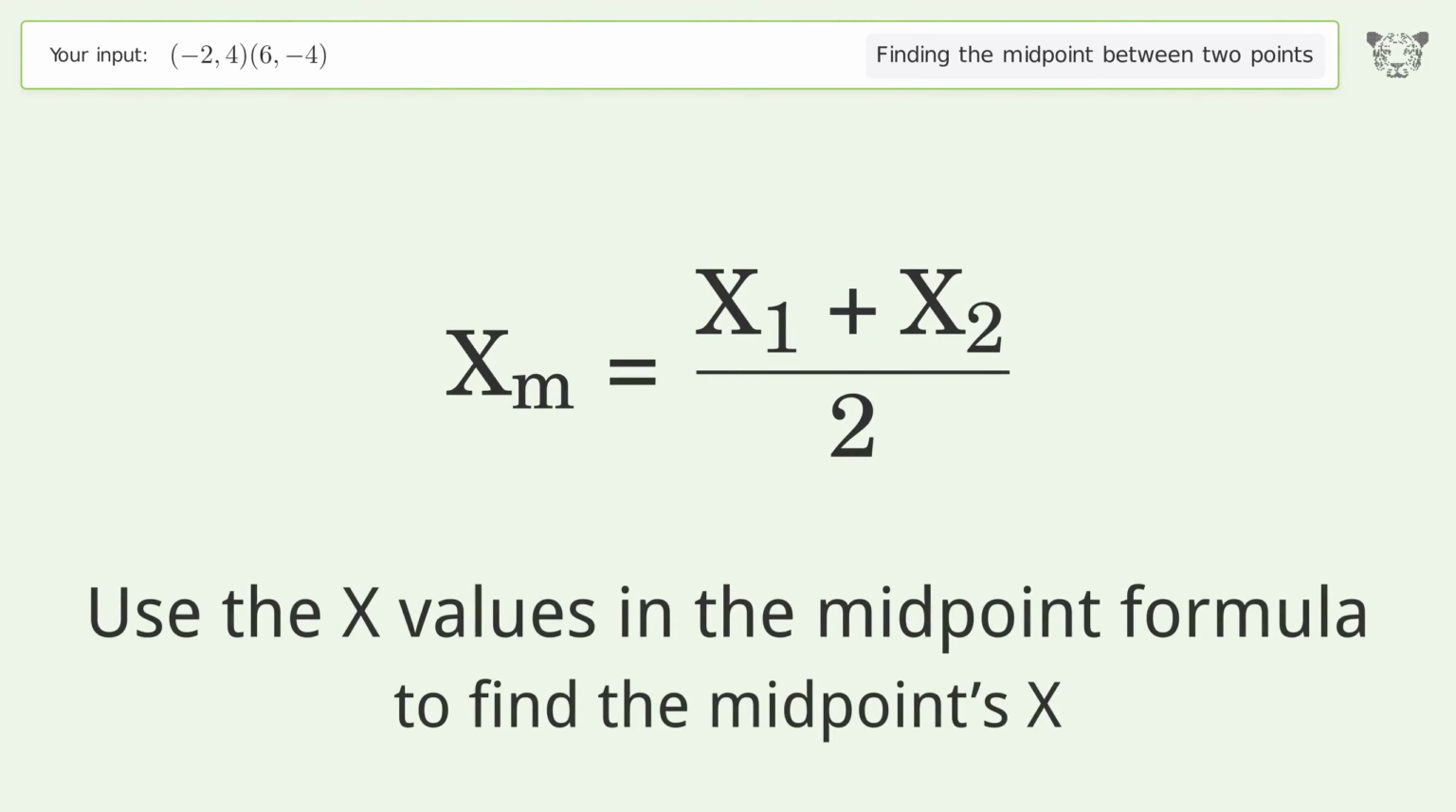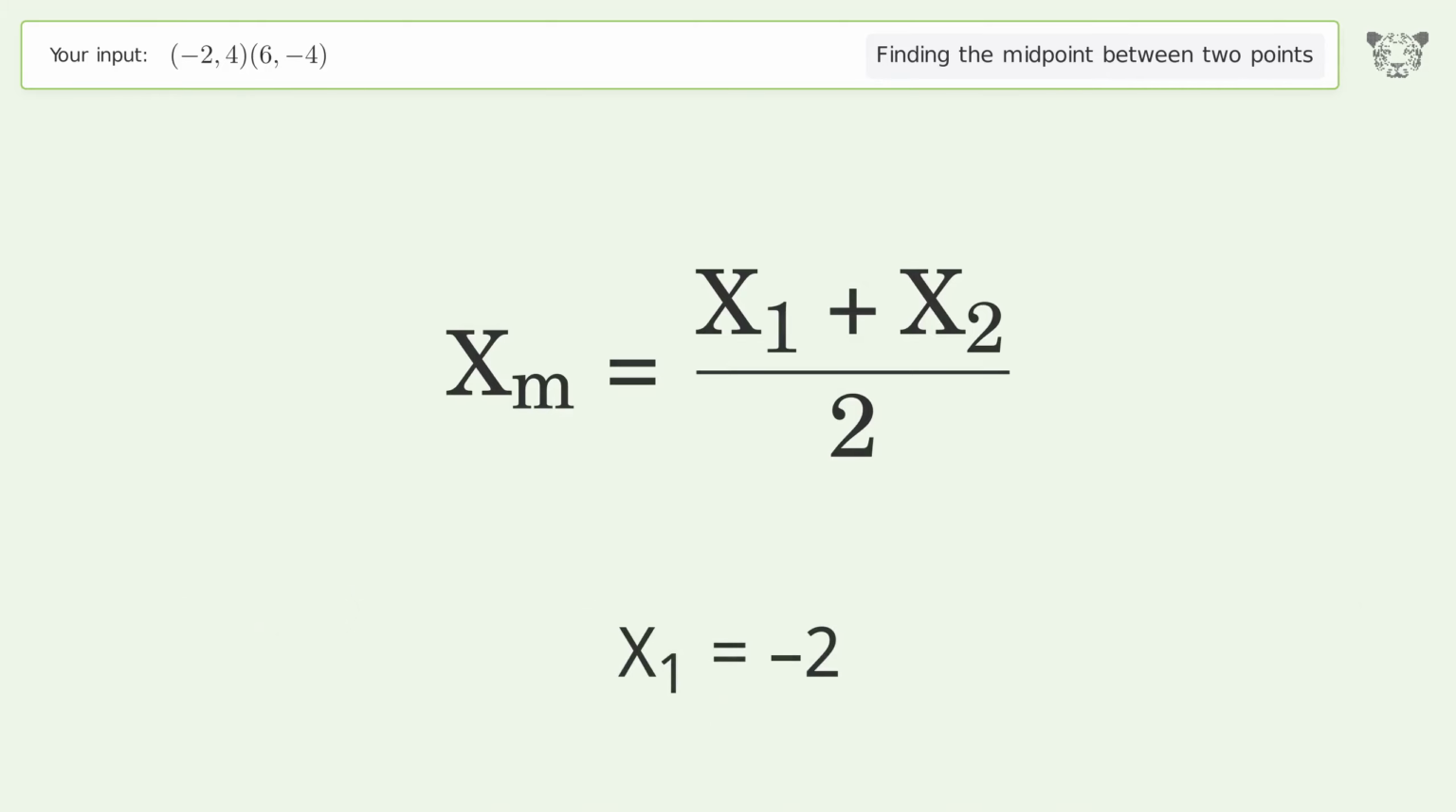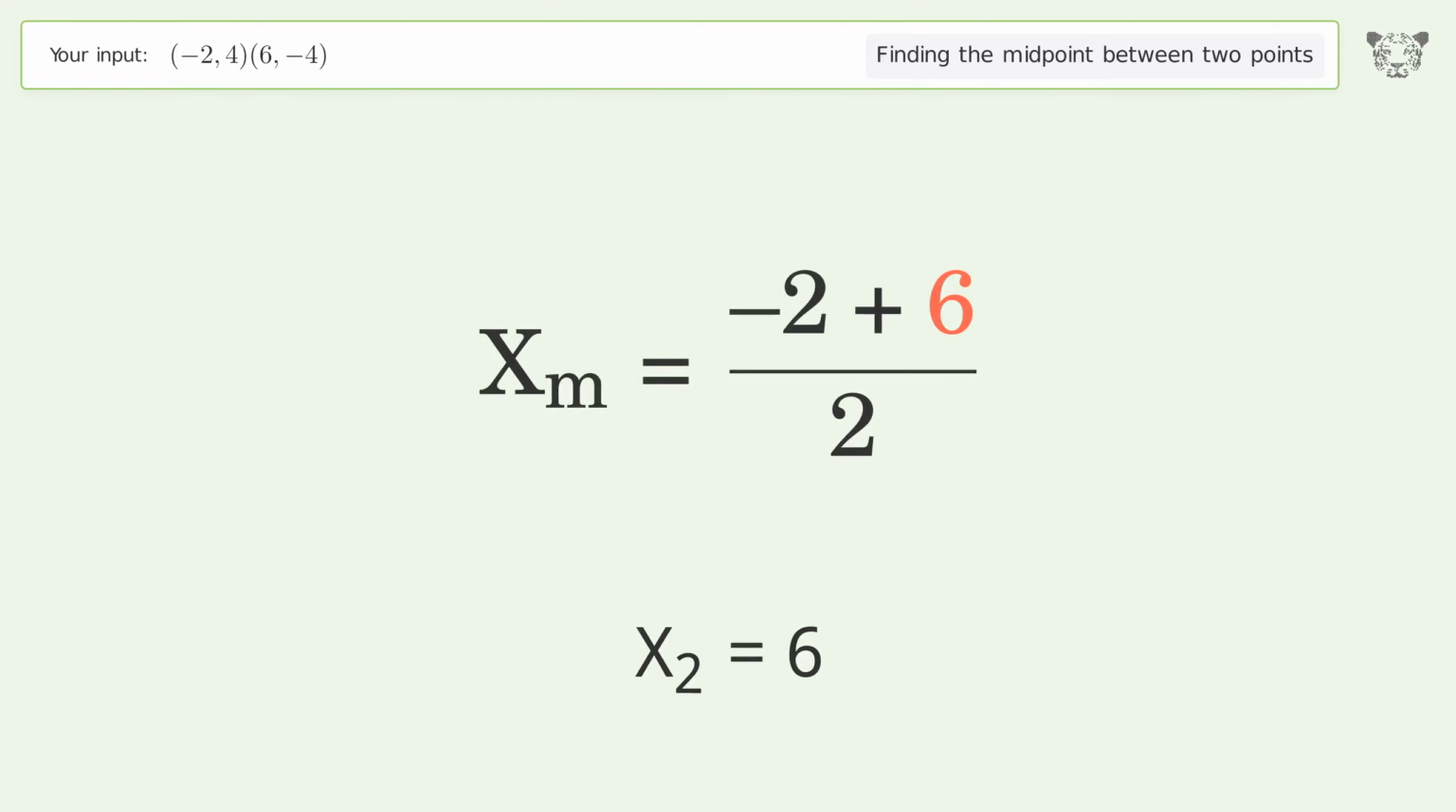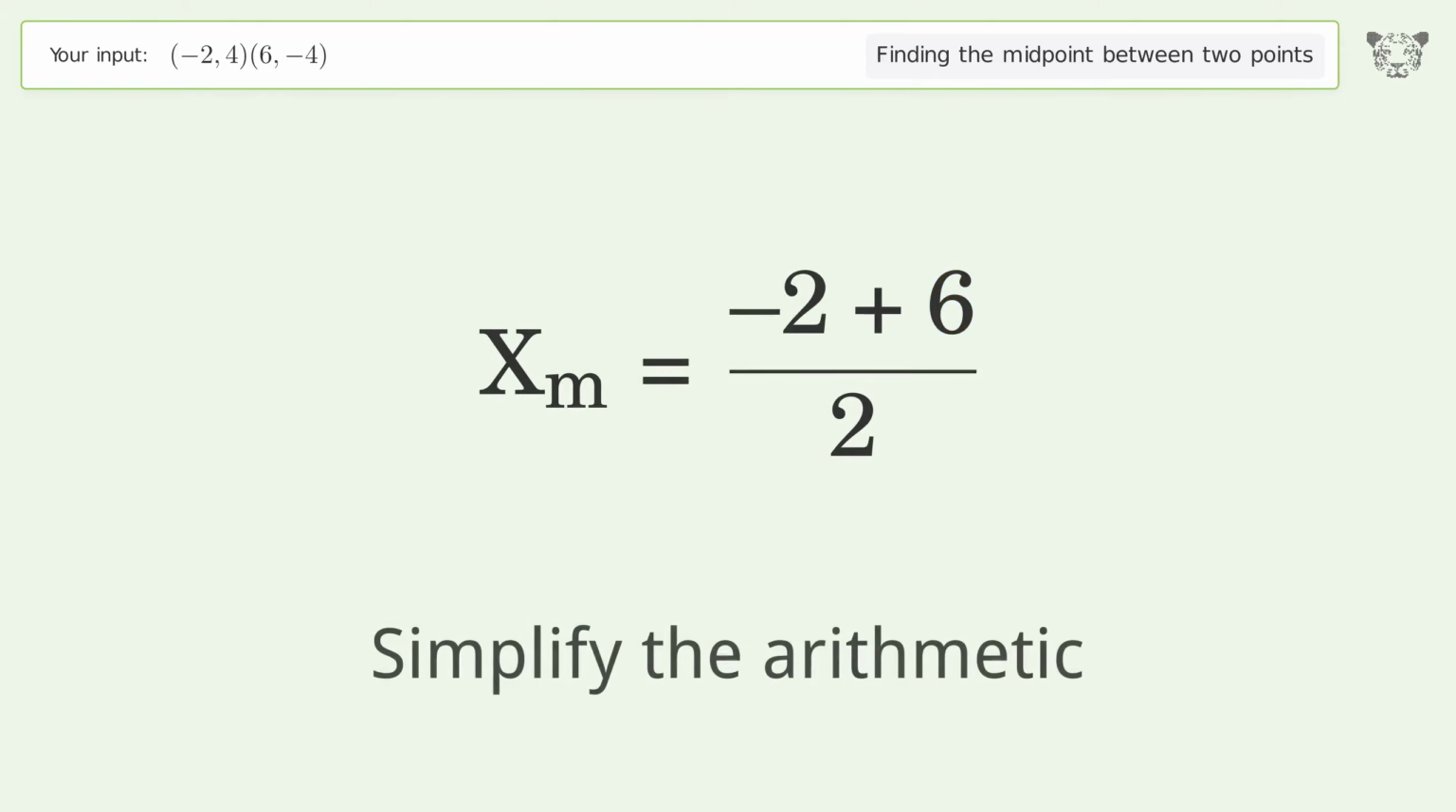Use the x values in the midpoint formula to find the midpoint's x. x1 equals -2. x2 equals 6. Simplify the arithmetic.